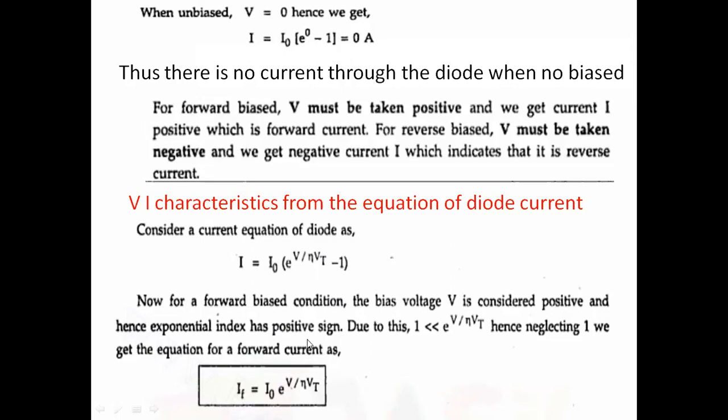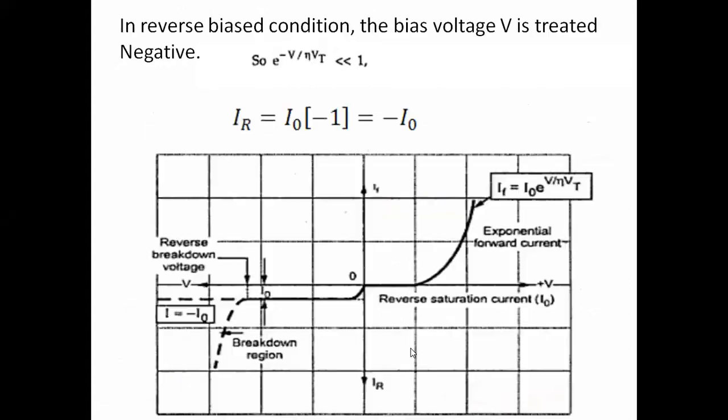And for the reverse bias condition, the applied biasing voltage V is negative. Then e power of minus V by eta Vt is very, very small when compared to 1. So it is very less than 1, and then we can get minus of I naught.